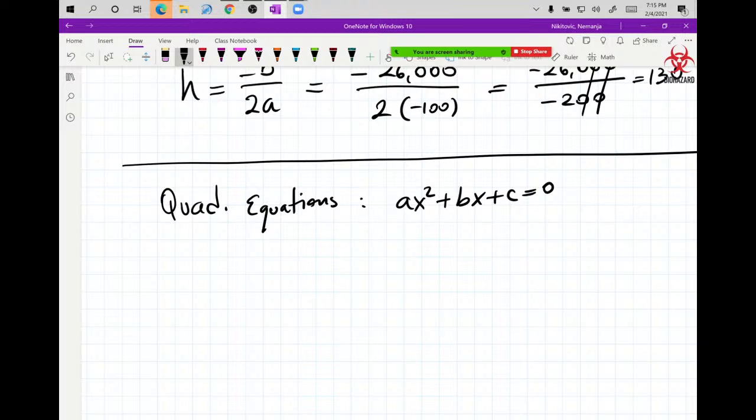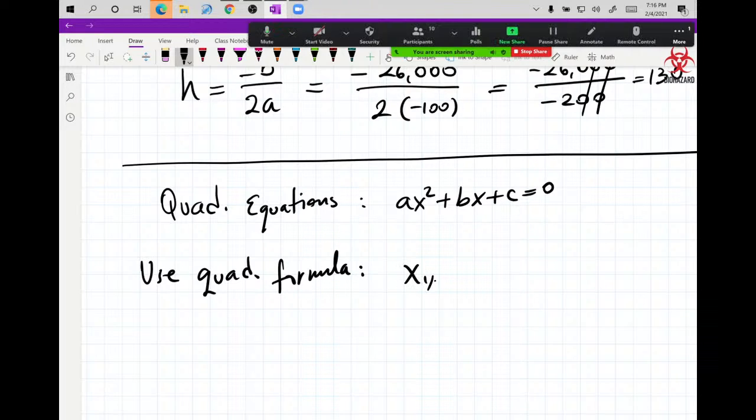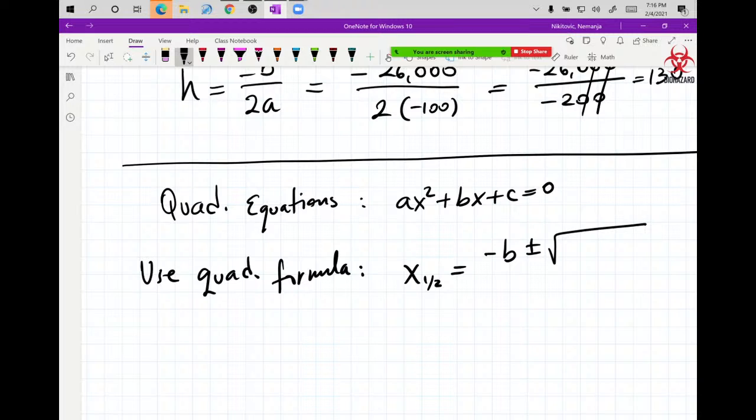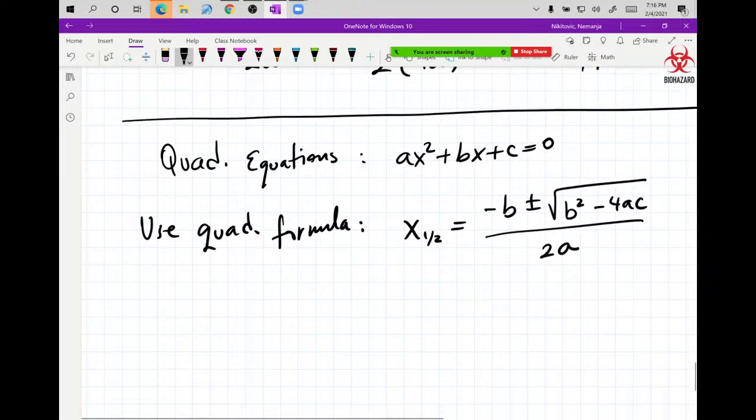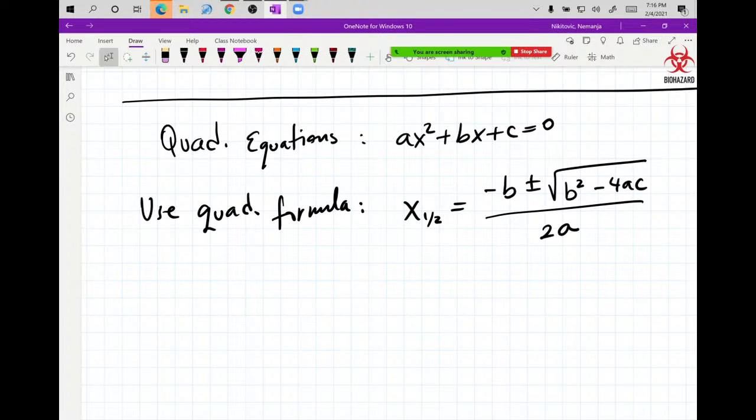Now, if you're using this form, you can use the quadratic formula, which will compute the values, and that's x1,2 is equal to negative b plus minus square root of b squared minus 4ac divided by 2a. So again, this is the formula you guys have seen in your algebra class, and now you get to use it.